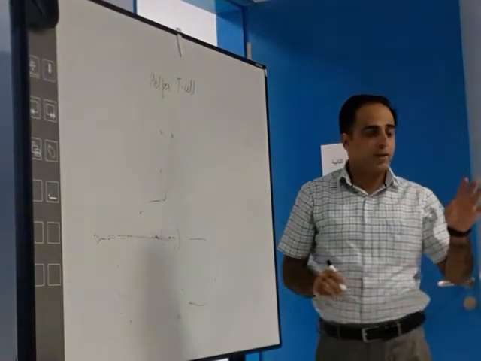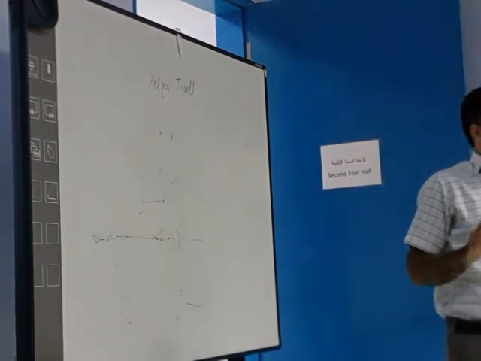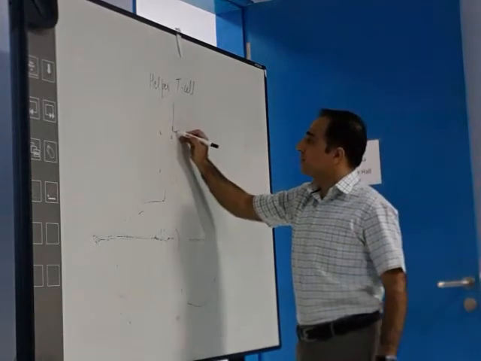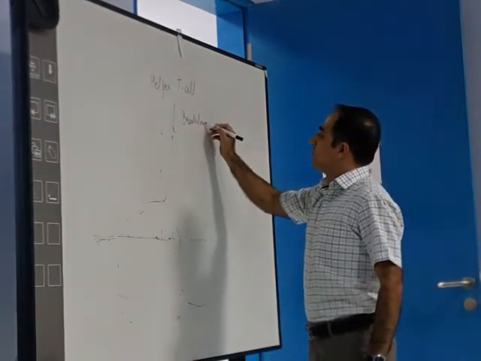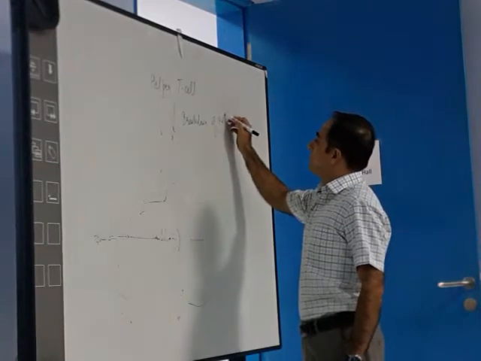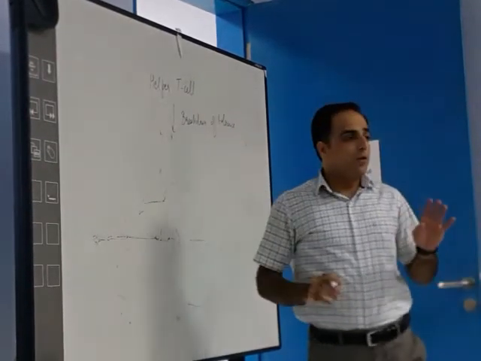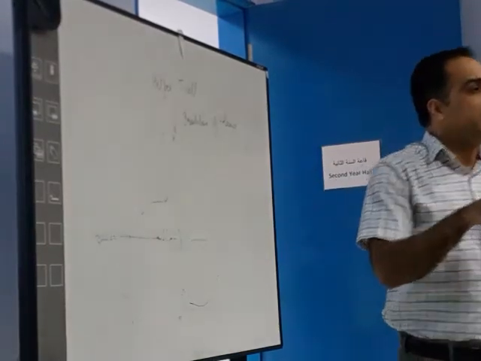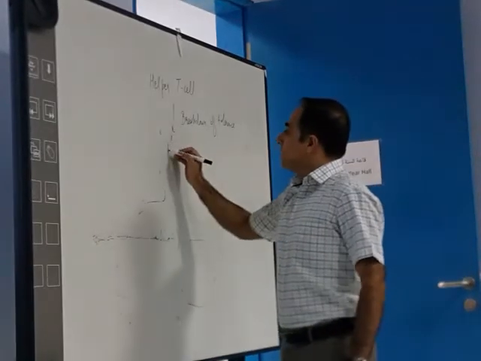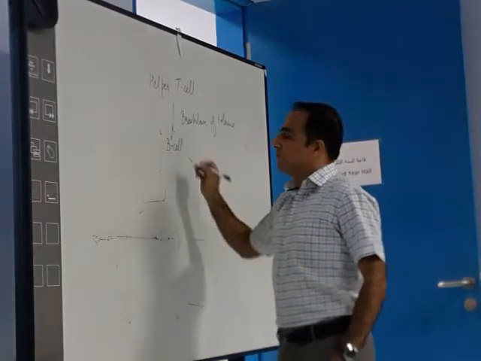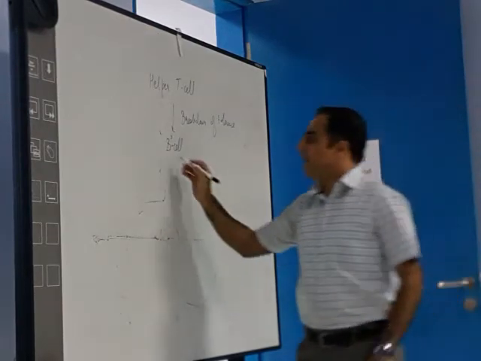Helper T cell. Normally this helper T cell was not attacking the thyroid gland. What happens? There is a breakdown of tolerance. If there is a breakdown of tolerance, what is the function of helper T cells? It helps in the immune response, isn't it? So now it will stimulate the B cells to form antibodies.